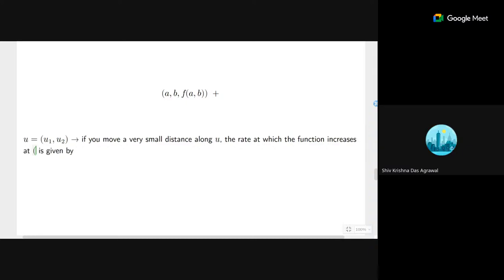Gradient ascent. So I'll just make this clearer. If you move along the direction u, the rate at which the function increases at the point a comma b is given by what? The directional derivative, right? That's what the directional derivative means: how fast is the function increasing at a point in a given direction? So this is fu of a comma b. But do you all agree? Yes, sir. Okay, so this is what we are trying to find.